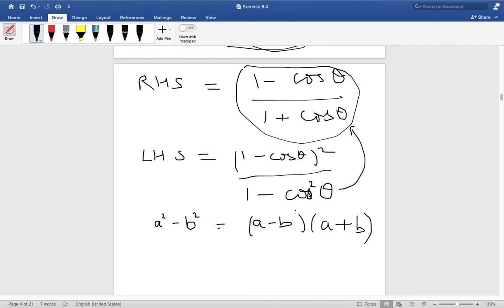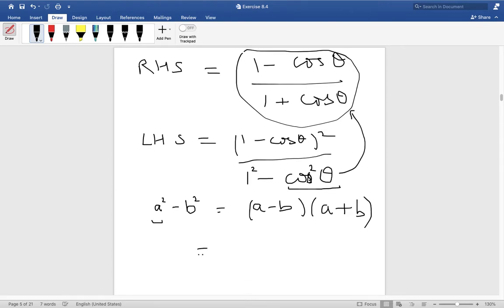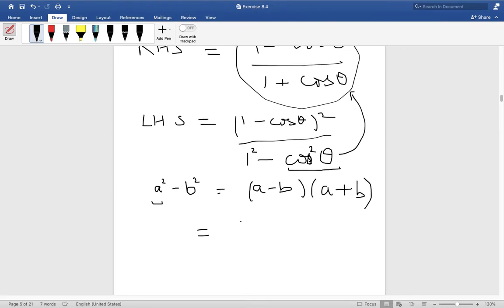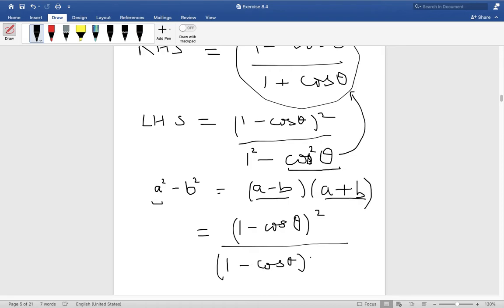Do I have b square here? Yes, cos square. But I don't have an a square here. But we do know that 1 square is 1, and 1 multiplied by 1 is 1. So I will get 1 minus cos theta whole square divided by a square minus b square. I can use this identity which we studied in class 9, a minus b into a plus b. I will just write it like this: 1 minus cos theta and 1 plus cos theta.